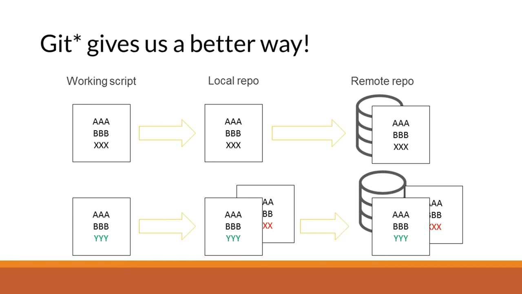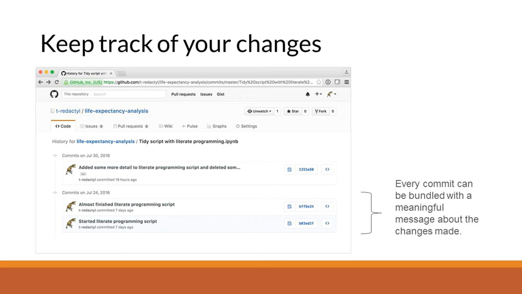So as you can see, instead of overwriting the old version, Git treats the new commit as the current version, and keeps track of the changes that have been made from the old version in the background. So let's have a look at how this looks in an analysis.